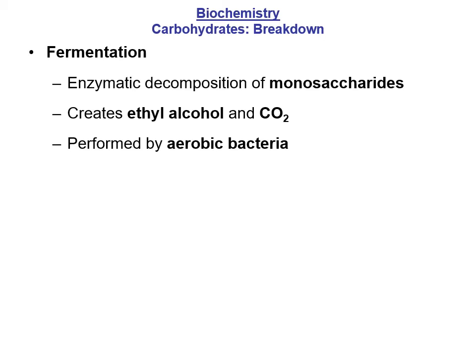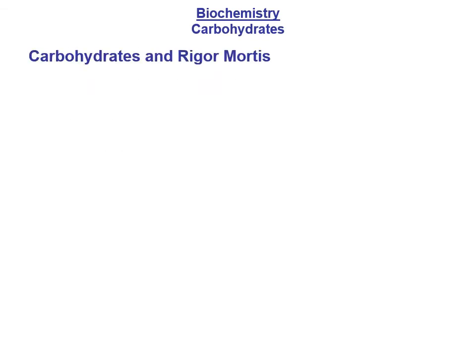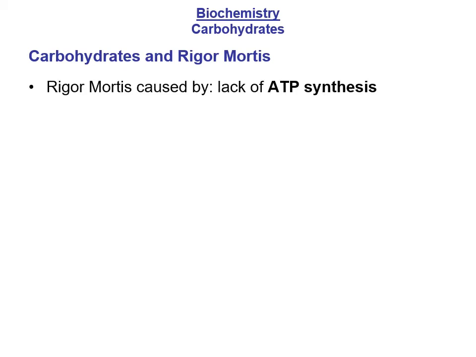Now, where carbohydrates really come into effect in embalming is in rigor mortis. And the reason that they affect rigor mortis is that rigor mortis is caused by a lack of ATP. ATP is synthesized from glucose. Technically, it's all based on the lack of oxygen, but when the body lacks oxygen, it can't make ATP, and ATP is what makes your muscles relax.